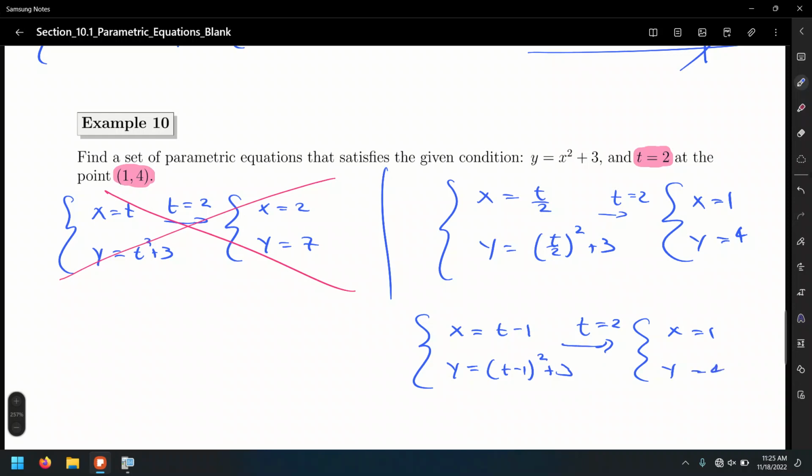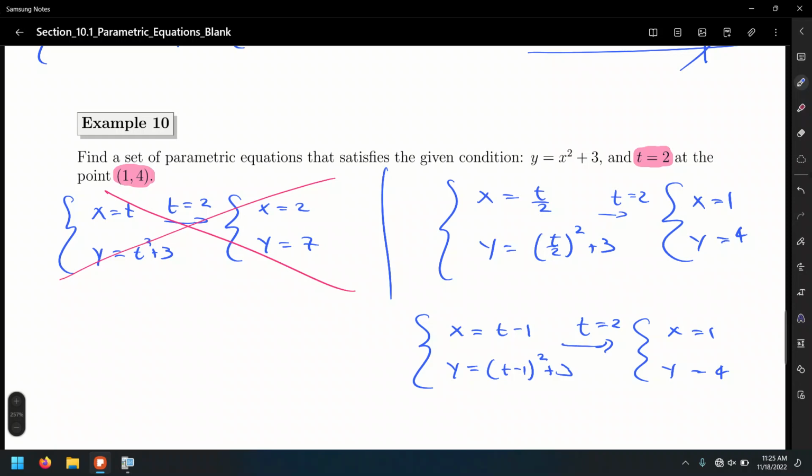equals 4. And either of these two sets of parametric equations satisfies the condition that whenever t equals 2, that is after 2 seconds or after 2 hours, after 2 centuries, whatever application it is, the particle is at the point (1, 4). Sounds good? Yep. All right.